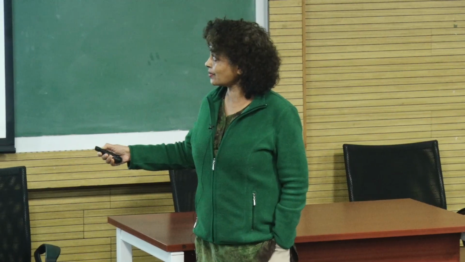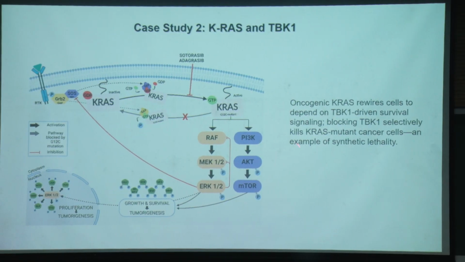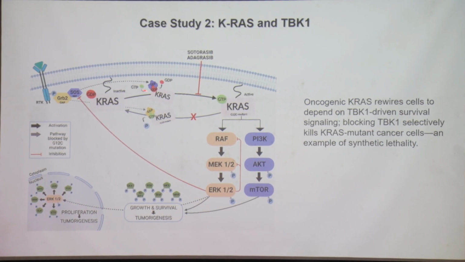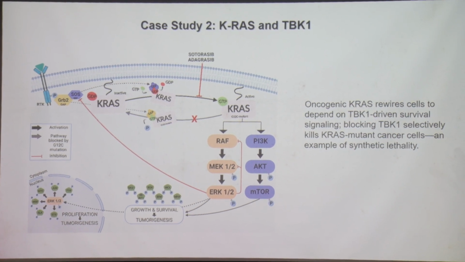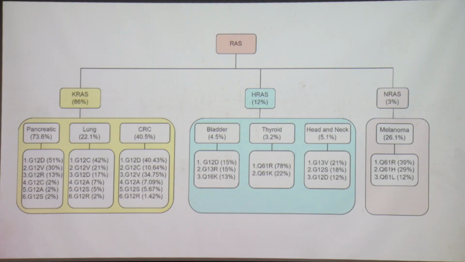So we looked at this mutant last time, yesterday, the G12C mutant. Remember, we discussed the source is activating KRAS. So KRAS, once it is activated, turns on many signaling pathways. However, KRAS dependent cancers are highly dependent on TBK1 driven survival signaling. So if you inhibit TBK1, the cells will die. So this is just showing you the RAS signaling pathway, which leads to proliferation, survival, migration, angiogenesis, DNA synthesis. And I showed you this yesterday. Look at the high percentage of KRAS mutants, right?